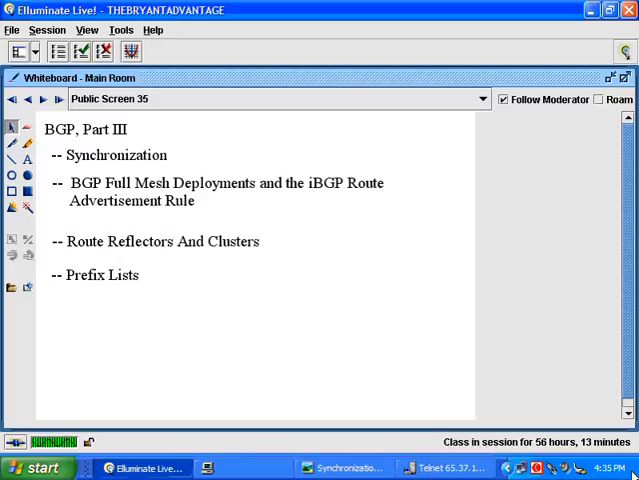From there, we're going to move into a discussion about BGP full mesh deployments and the iBGP route advertisement rule. Before you roll your eyes, you already know what that is. It's the rule that says that if a router has two iBGP peers, it can't learn a route from one and then advertise it to the other. We'll see how that ties in with BGP full mesh deployments, talk about the pros and cons of full meshes, and talk about how to figure out how many connections you're going to need depending on the size of the network. There's a great, very simple formula for that.